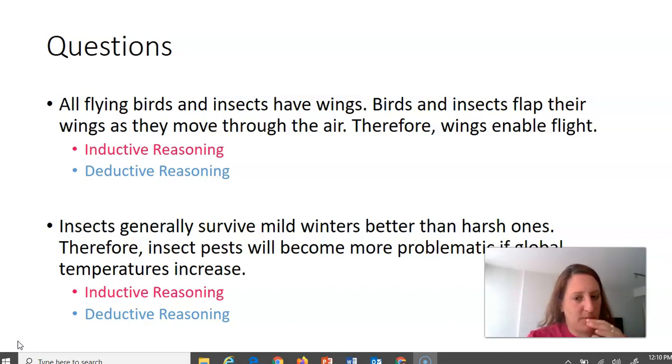Okay, so we went from general to specific. We could test that, right? If temperatures increase, do pests become more problematic? That's going from general to specific, so that's an example of deductive reasoning.